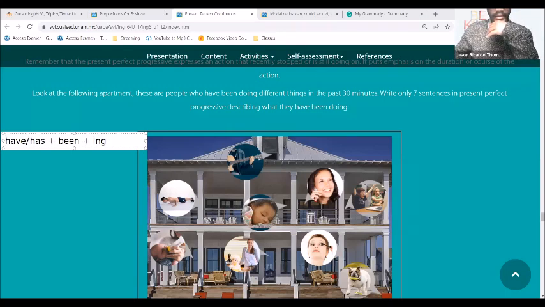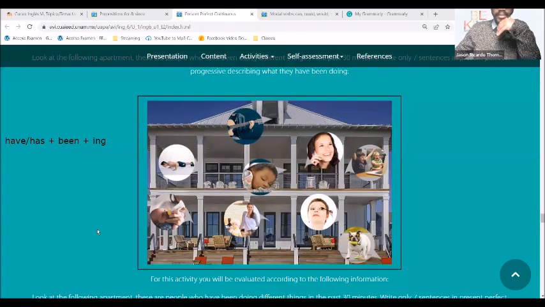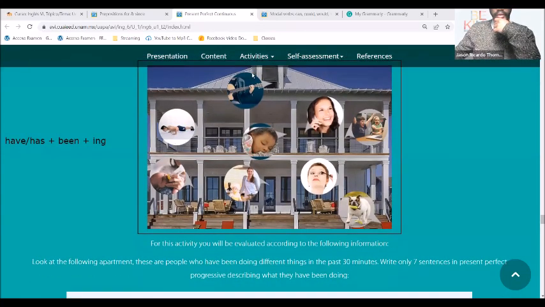Looking at your scenarios, let's get some volunteers. So let's start with Fernanda. Based on what you're seeing, based on these pictures, Fernanda, tell me what you think the person or persons or animals in this picture have or has been doing. Fernanda, picture number 1.